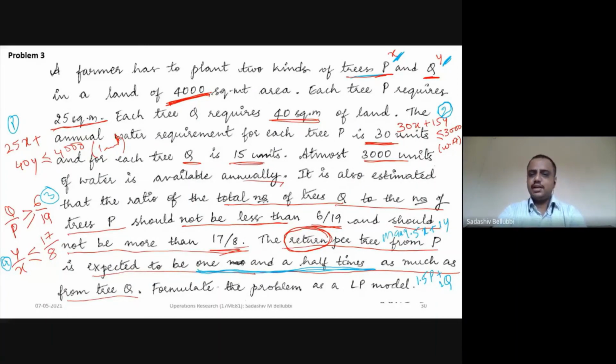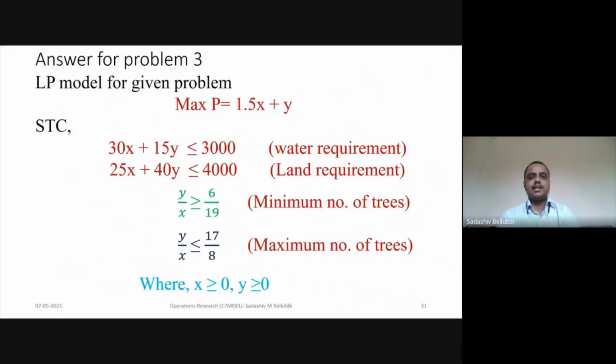And next, they have given that the return per tree from P is expected to be 1.5 times as much as from tree Q. It means 1.5 P plus 1 Q, that is the profit. I hope you understood. You need to write the statements one by one clearly as I explained, and you can write down the answer. Any doubts you can ask me.